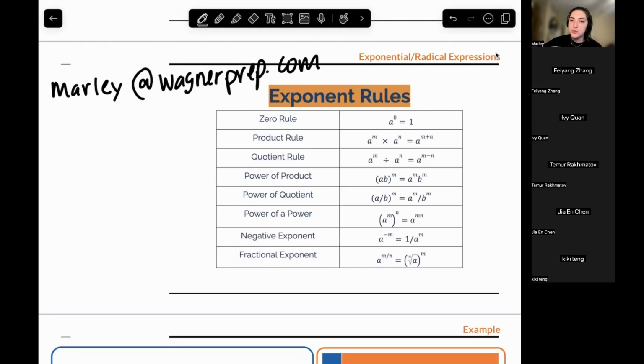So these are all our exponent rules. Pretty important for us to know.